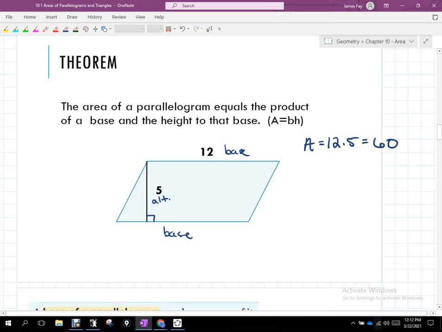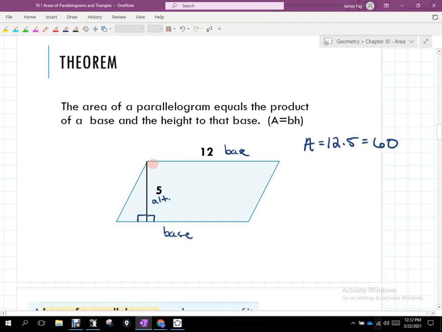Okay? But let's talk about why it's B times H. If I draw that altitude where I have it drawn right now, it takes my parallelogram and it creates a right triangle there, right? Okay. Now that right triangle, I've got the right angle out here on this side, but it would also be on this side. Okay.